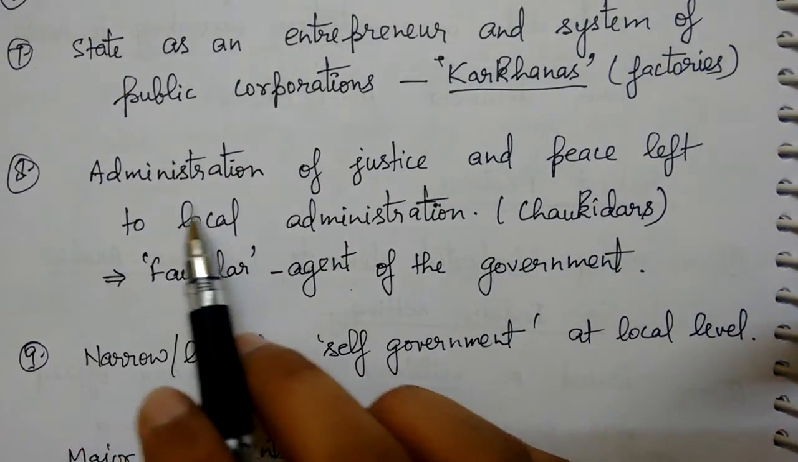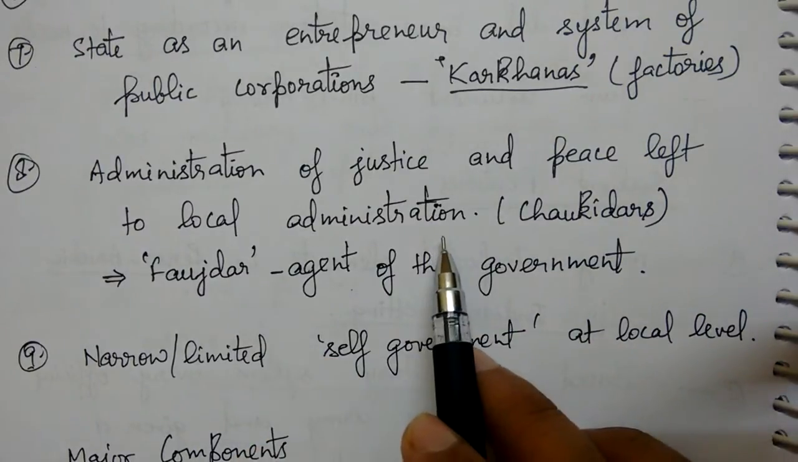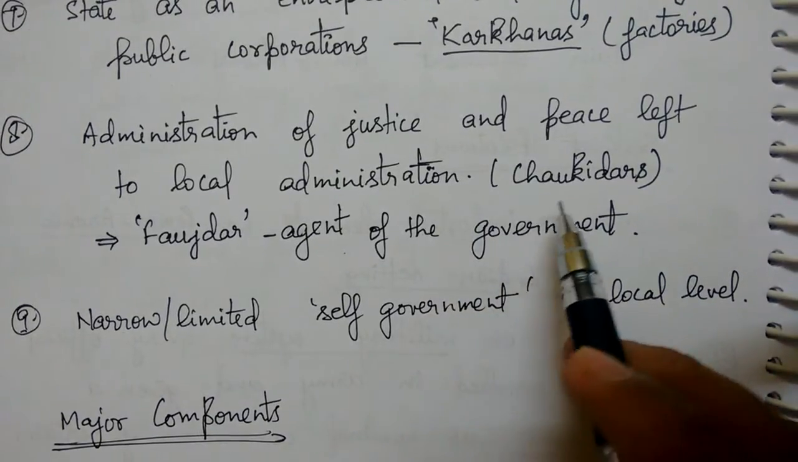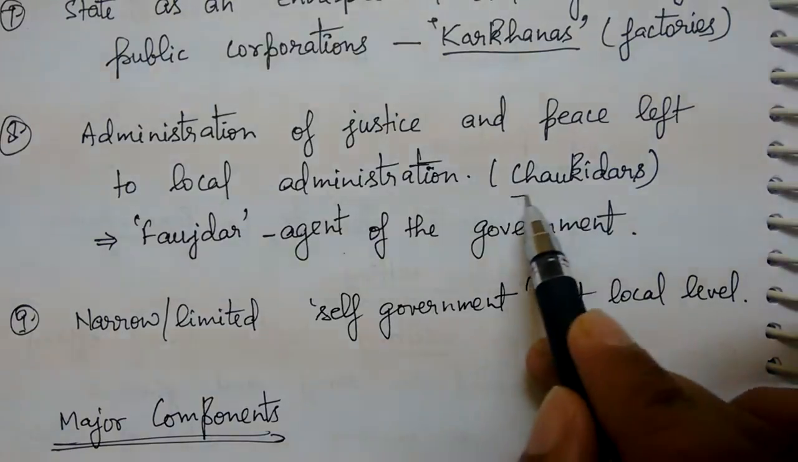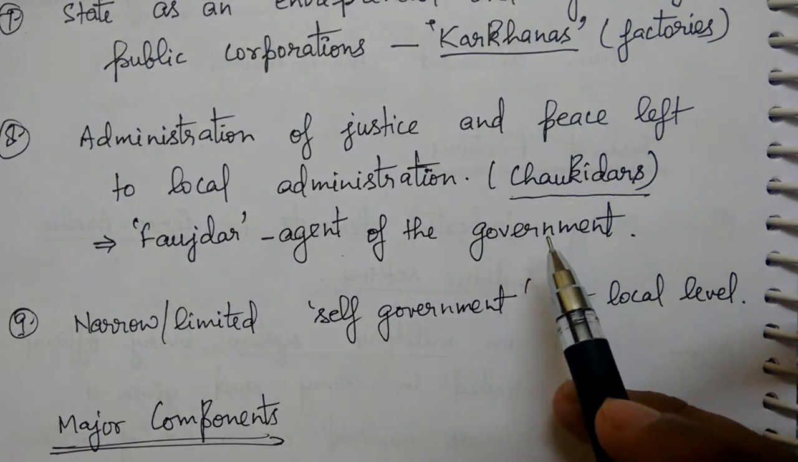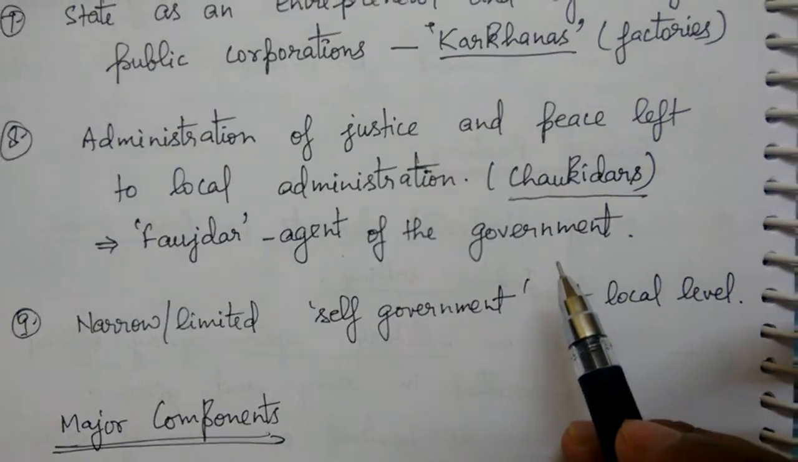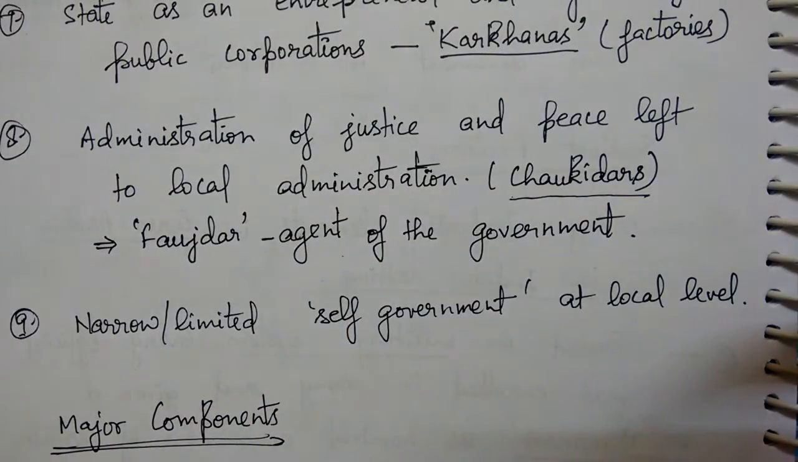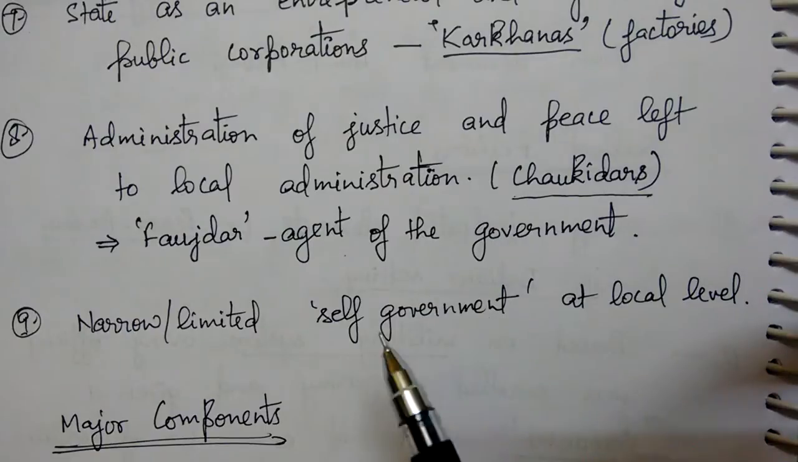Then the eighth point is that administration of justice and peace was left to local administration. They had given a fair amount of autonomy to the local people, and local people used to hire chowkidars. A chowkidar was someone paid by the villagers by gathering money, and he was responsible for the protection of that particular village and a specified area. Administration of justice means only those cases which the village can decide by itself, for example small crimes or theft issues or settlement of a boundary dispute between two peasants. That was decided at the village level only.